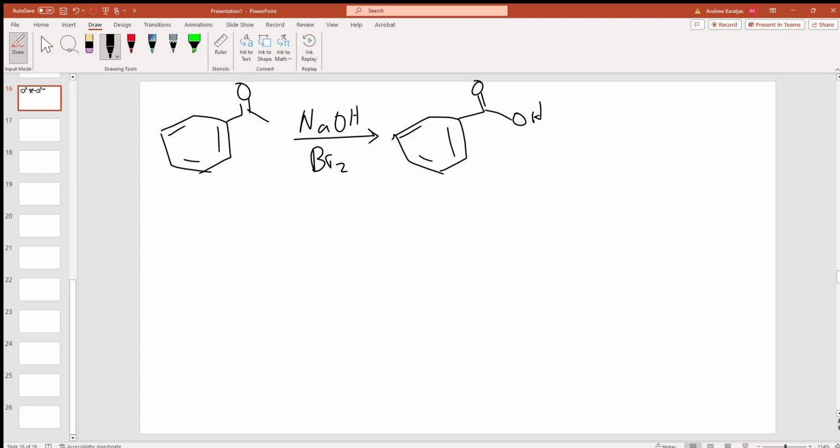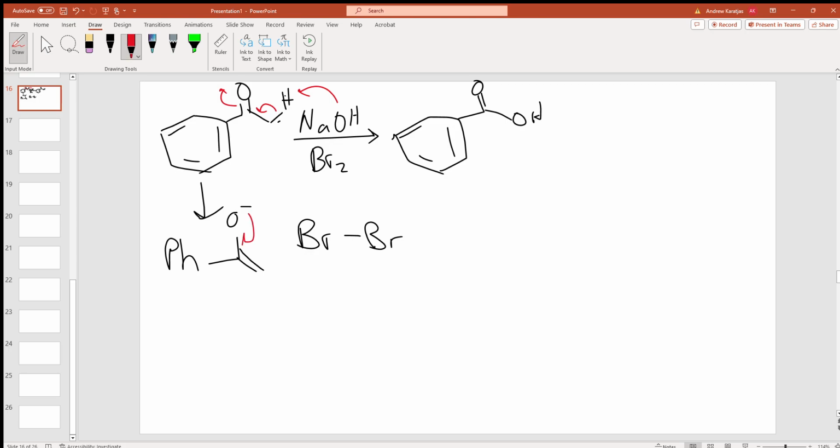So the first part of the mechanism is pretty straightforward. We have a base here, and base will remove the alpha hydrogen to form an enolate. And just for space, I'm going to abbreviate the aromatic ring with Ph. So we've got our enolate. The enolate can add into an electrophile. And as you've probably previously seen with halogenation of alkenes, we know that something like Br2 can be an electrophile. And so we've done, at this point, an alpha bromination.